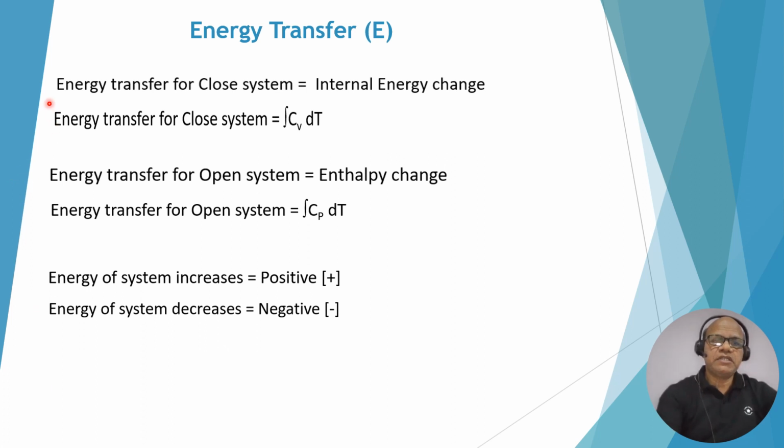Energy transfer. Energy transfer for the closed system is equal to the internal energy change, and internal energy change is equal to the integration of CvdT. Similarly, energy transfer for the open system is equal to the enthalpy change, and enthalpy change is written as the integration of CpdT. These are standard formulas that you need to use.